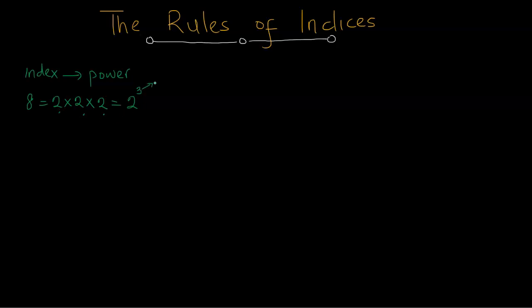So this 3 here can be called the index. It can be called the power. So when we have more than one power, that's what is referred to as indices. Now, there are a number of laws or rules guiding numbers or letters with powers. We are going to be solving and simplifying some problems using the rules.